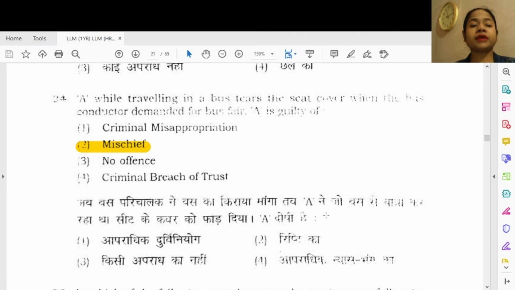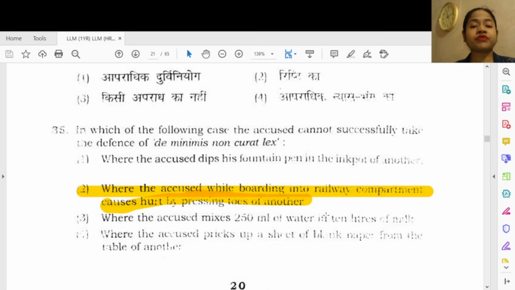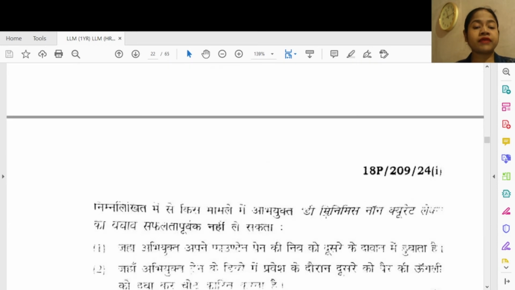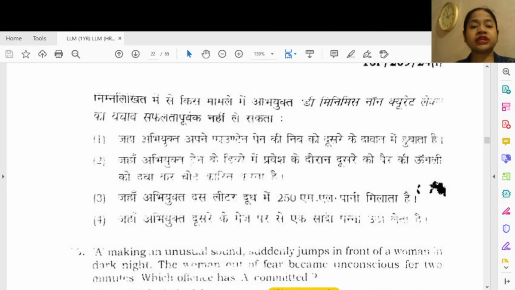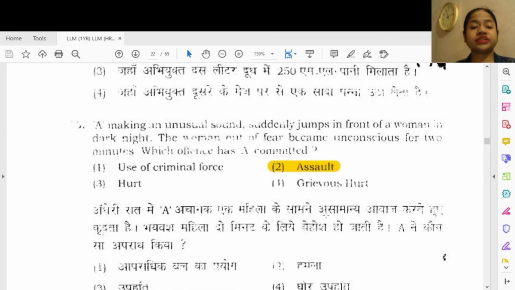Question number 34. A, while travelling in a bus, tears the seat cover when the bus conductor demanded the bus fare. A is guilty of this, option number 2, mischief. Question number 35. In which of the following cases can the accused not successfully take the defense of de minimis non curat lex? This is option number 2, where the accused while boarding a railway compartment causes hurt by pressing the toes of another. This is question number 35. Actually the question papers are not properly scanned, so this is the reason why the language of the questions you would find a bit illegible.